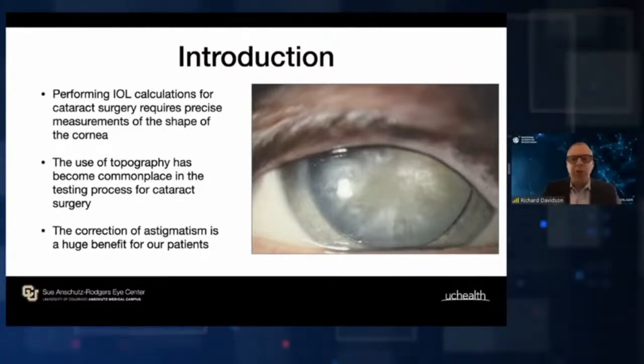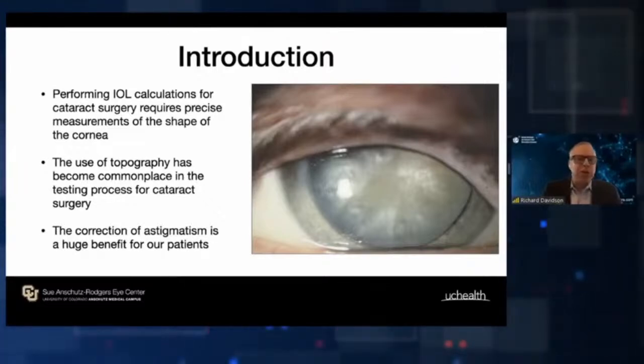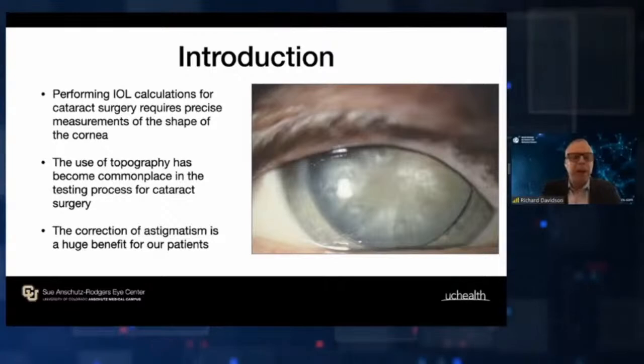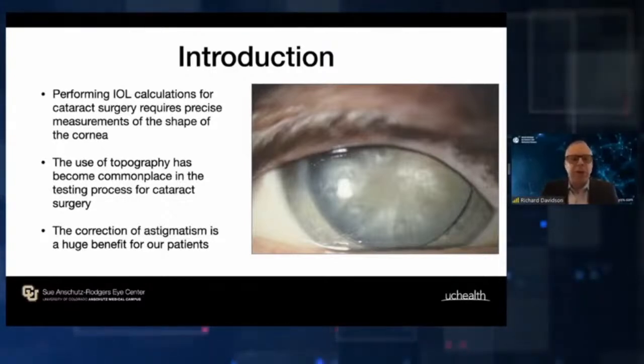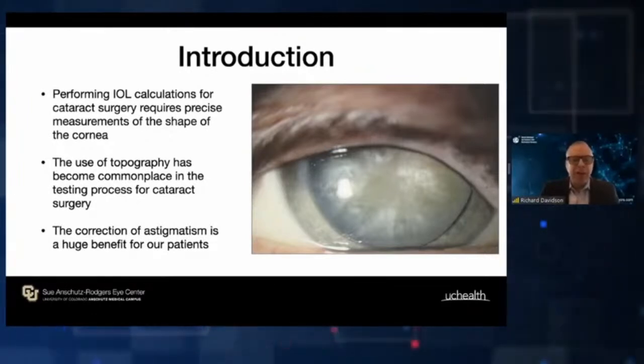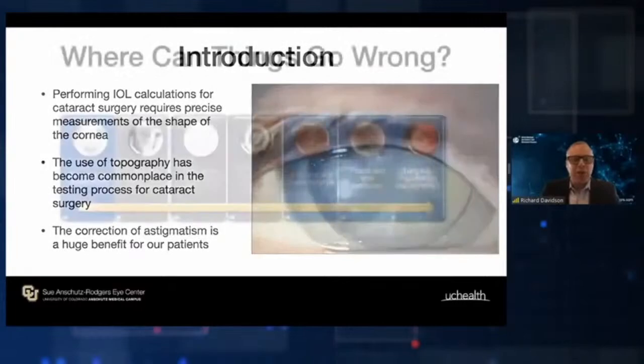And nowadays we do use different ways to image the cornea, such as topography, as a routine part of scheduling a patient for cataract surgery. And I also feel that nowadays, correction of astigmatism is a huge benefit for our patients. We can't have the luxury of ignoring astigmatism. We need to address this, and we're going to have some very unhappy patients if we don't address it.